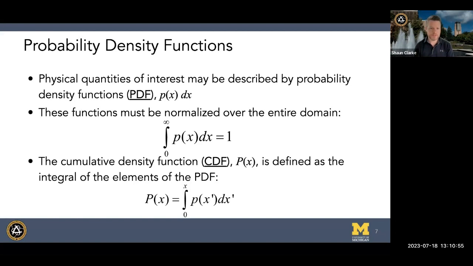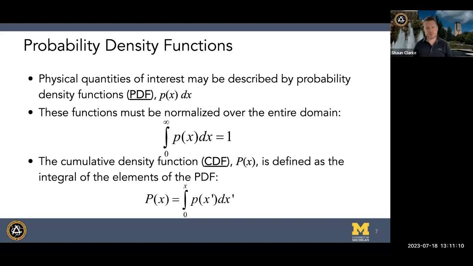The other key property of a PDF is that it must be positive definite. Again, probability, so it must be positive definite and integrate to 1. So that's our P of X dx.